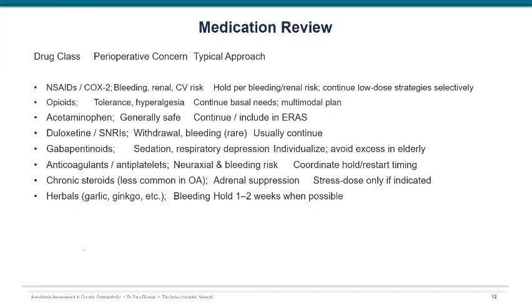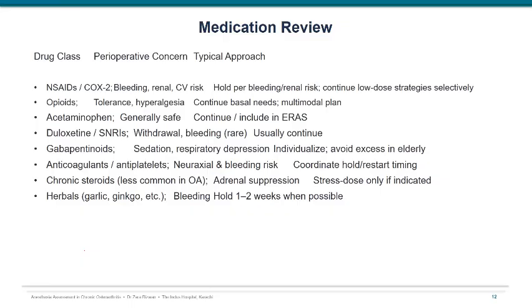Medication review. Most of the patients already have, as I've told, a chronic pain condition, so most of them are usually taking painkillers and over-the-counter medications like NSAIDs, which increase the risk of bleeding, renal, and cardiovascular problems. We can hold them if there is increased risk of bleeding or renal injury, but we can continue low-dose strategies among those who can tolerate that. Opioids are basically the option which most of the patients are already taking, and we can continue that basal need and follow the multimodal plan.